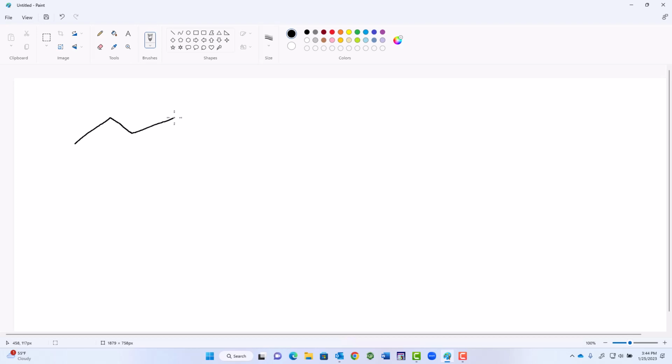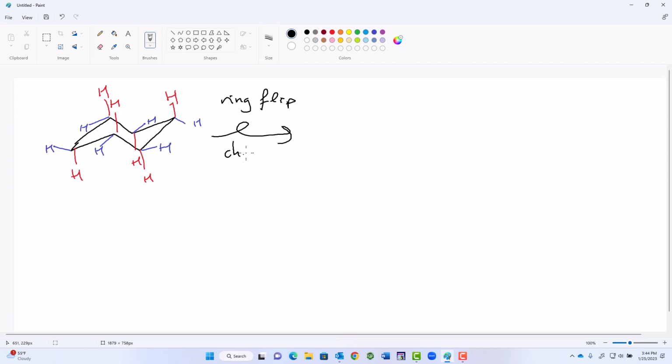So if we draw our chair conformation again, I'm going to label my axial hydrogens again in red. I'm going to label my equatorial hydrogens in blue. There's a great deal of rotation that can occur about each of these bonds. And in fact, we see that if all of the bonds rotate a little bit all at once, we get what's called a ring flip or a chair flip.